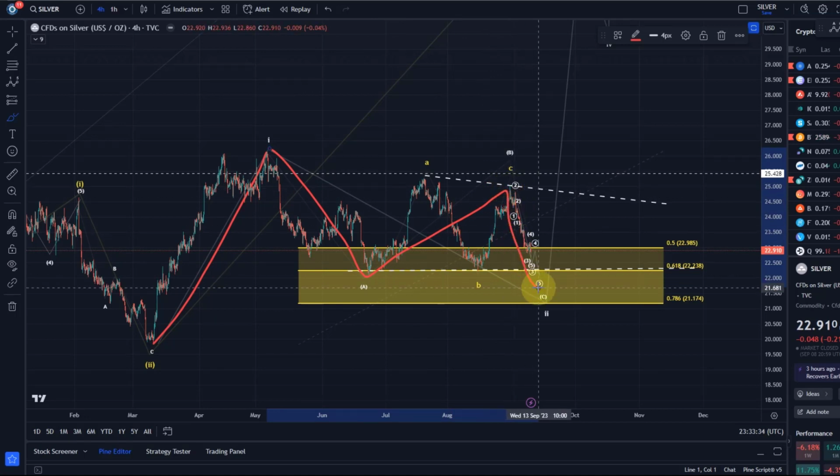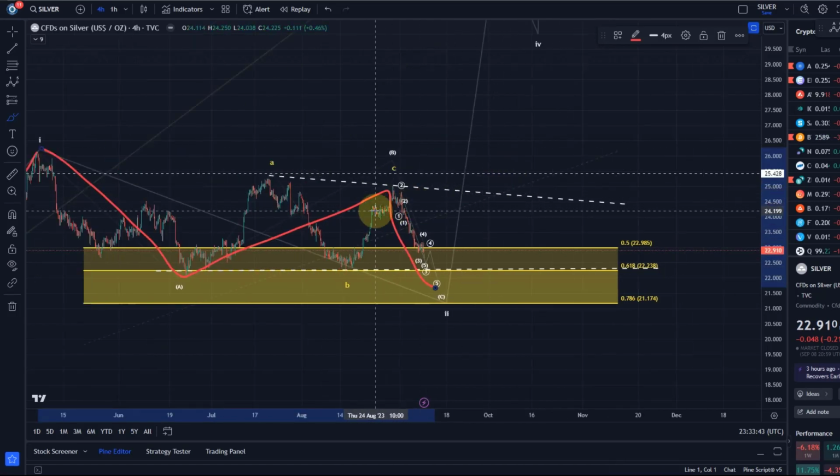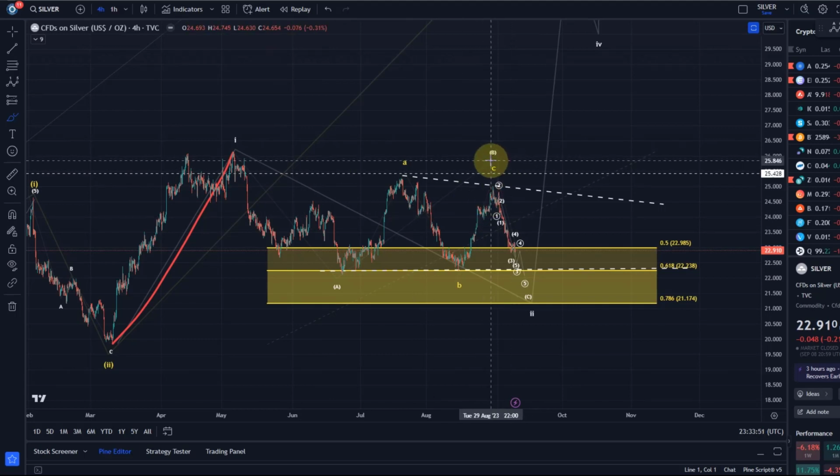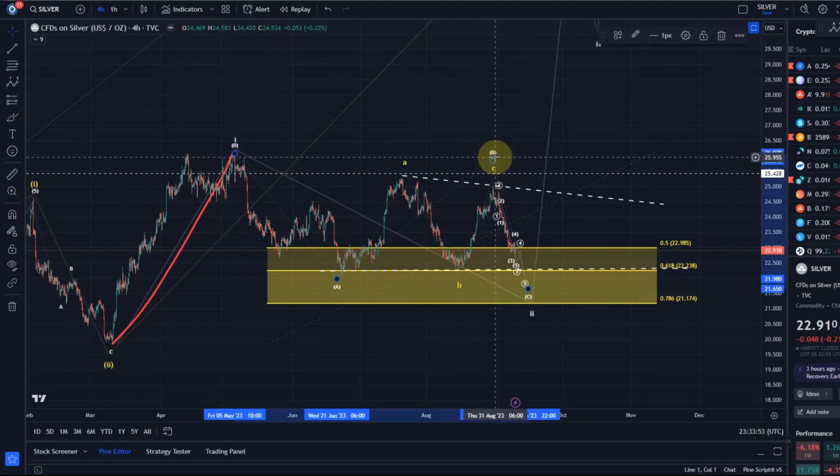One thing I don't like about this structure is that in this B wave, obviously we also have an ABC structure highlighted in yellow here, and the C wave ended below the A wave. That could hint at the development of a triangle, basically that this B wave unfolds as a triangle. It's a bit too early to confirm that, but I keep it in mind, something I'm watching for.